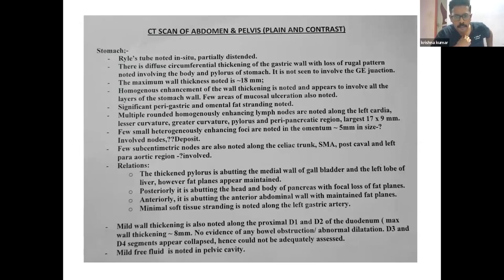There is also the thickened pylorus abutting the medial wall of GB and left lobe of liver. However, fat planes appear maintained. Posteriorly, it is abutting the head and body of pancreas with focal loss of fat planes. Anteriorly, it is abutting the anterior abdominal wall with maintained fat planes. Minimal soft tissue stranding is noted along the left gastric artery. Mild wall thickening is noted along the proximal D1 and D2 of the duodenum, with maximum thickening 8 mm. No evidence of any bowel obstruction or abnormal dilatation. D3 and D4 appear collapsed. Mild free fluid is noted in the pelvic cavity.